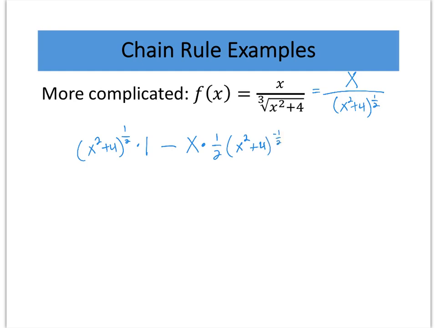I'm going to do the chain rule in red. Now the derivative of the inside, 2x. The derivative of the inside is 2x. There's the chain rule in action. And last but not least, all over the bottom squared. Low squared: x squared plus 4 to the 1/2, squared. Well, that makes this really convenient.